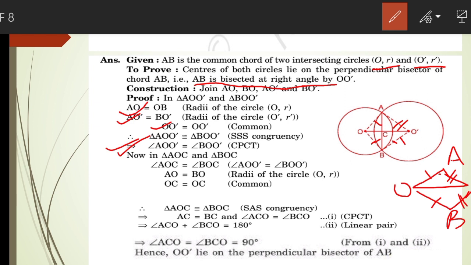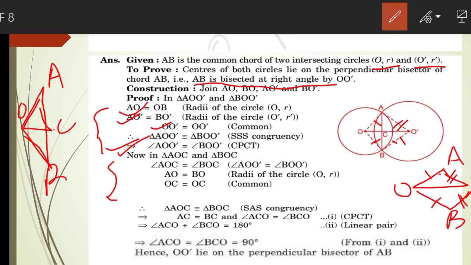We need this equality to show that AB is perpendicular. So the first part of the congruency is done. Now we move on to the second part of the congruency, that is with triangles AOC and BOC. Now we have a small right angle triangle, the triangle is like this, AOC and BOC. Here AO and BO are equal, angles AOC and BOC are equal, and OC is common.